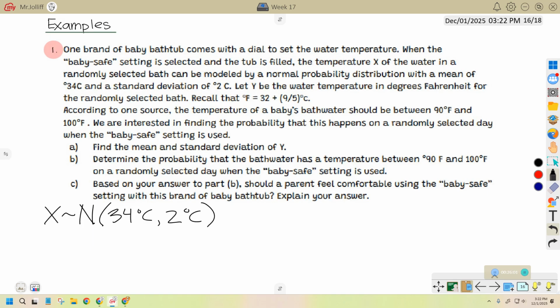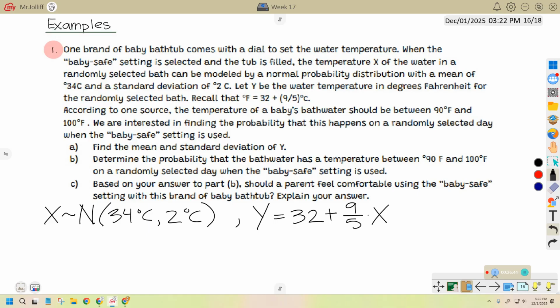We do not live in a place that uses Celsius. We need to convert that to Fahrenheit. So they tell us that our new variable, Y, represents the temperature of the bathwater in Fahrenheit, and that we get Y by doing 32 plus 9/5 times the temperature in Celsius. In other words, we are doing a linear transformation on a probability distribution or continuous random variable to create a new distribution. Yay. We know those rules.